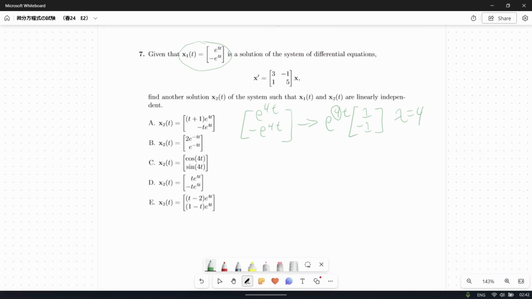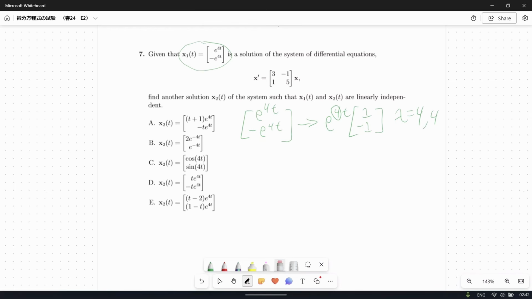And since we're dealing with a case of defective eigenvalues or repeated eigenvalues, it's going to be 4 with a multiplicity of 2. So the two eigenvalues we have is just 4 and 4. And so now we can completely just worry about the second solution.